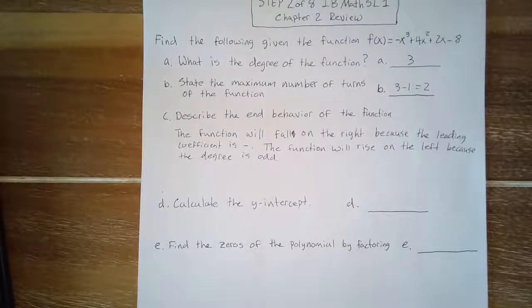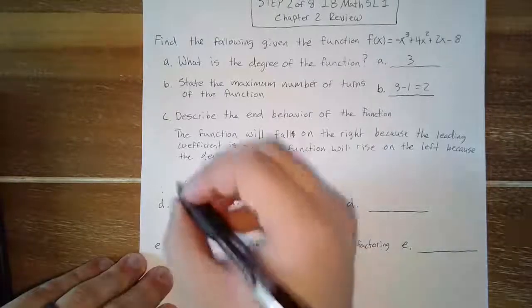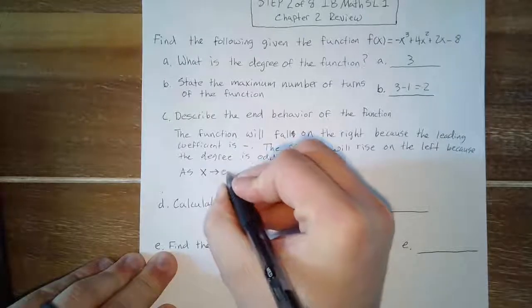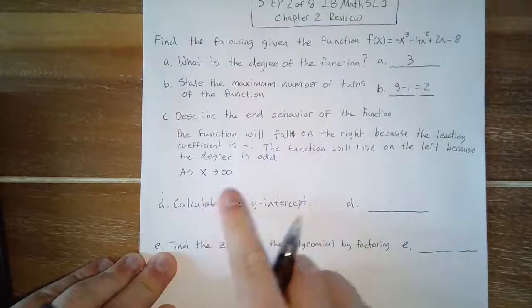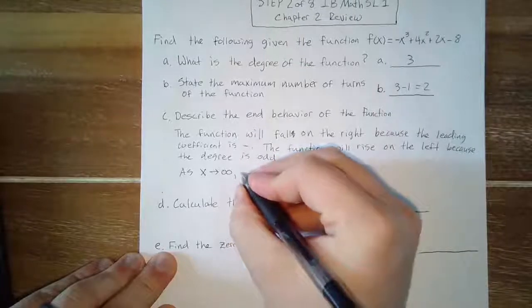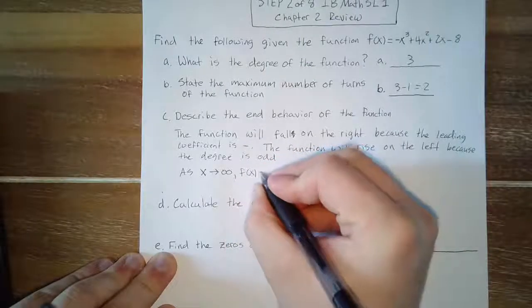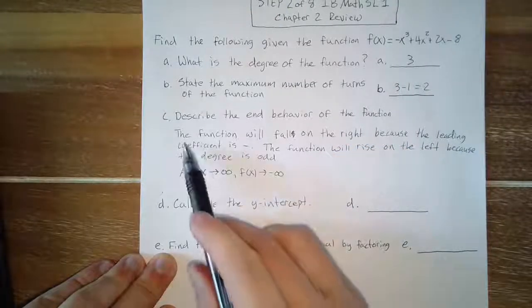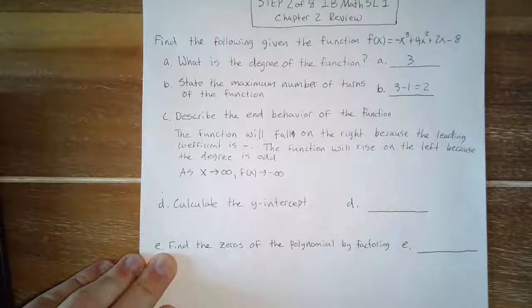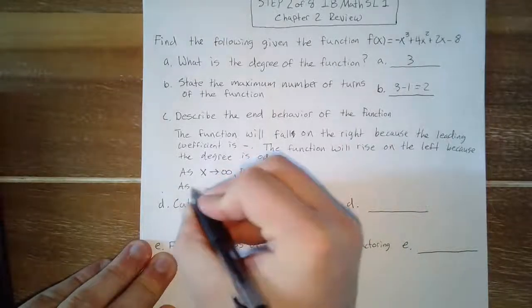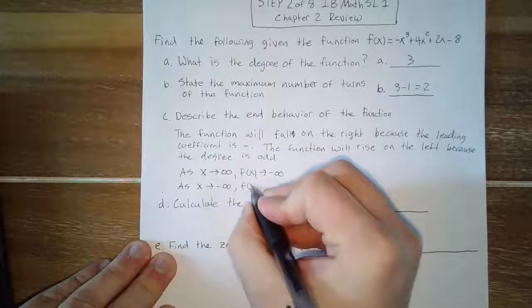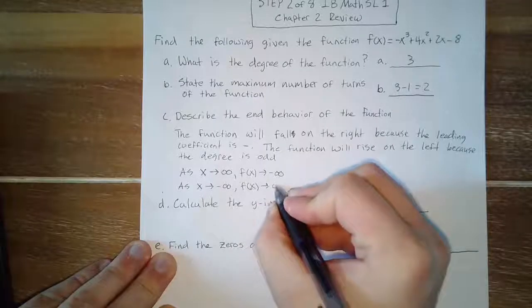So what I'm going to say is, as x goes to positive infinity, so as my function goes to the right, f of x is going towards negative infinity, so it's going downward, and that makes sense where I'm saying the function is going to fall on the right. And likewise, as x goes to negative infinity, our function is going upward positively. And so that is what we can say about our end behavior.